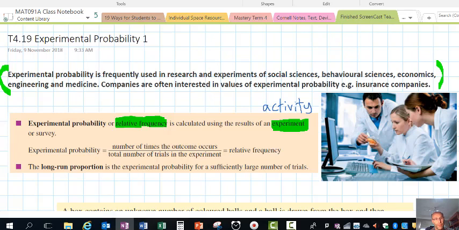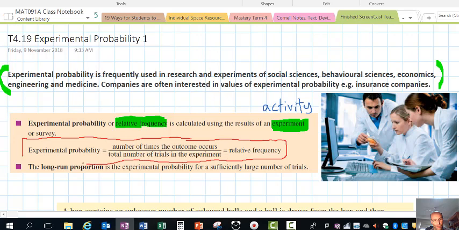There's a formula there you must make note of, and here it is. You should note this, and this is the key formula for this video. An experimental probability is the number of times an outcome occurs over the total number of trials in the experiment. Trials are the number of times we repeat the experiment. You can see at the beginning and the end of the formula you've got probability, experimental probability, and relative frequency. They mean the same thing.